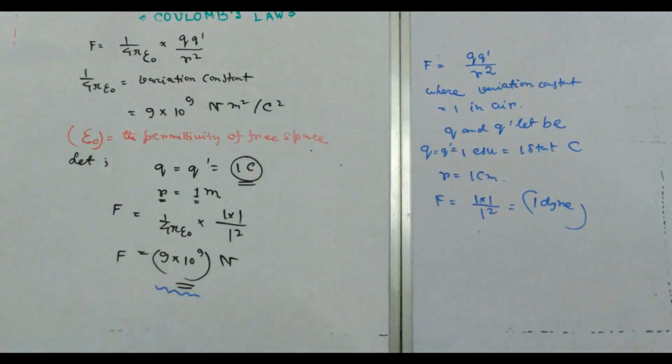So if we try to explain the CGS unit of charge, then we will write it in such a way: when two same type of charges are placed at a distance of 1 centimeter, and if they experience 1 dyne force, then we can easily state that both of the charged particles contain 1 ESU or 1 stat coulomb of charge.